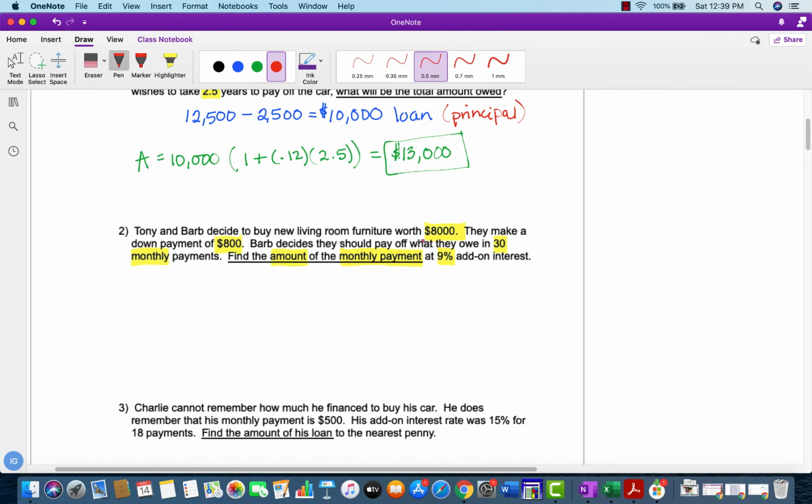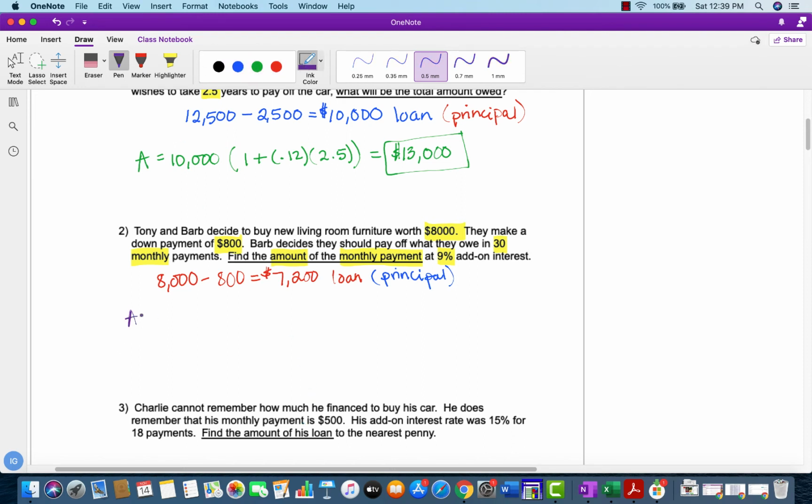Because the furniture is $8,000 and we put down 800, we're going to subtract that so that we can figure out how much is the loan. So the loan is going to be $7,200. That is your loan or your principal. I'm going to put principal here. All right, now we have everything to figure this out.